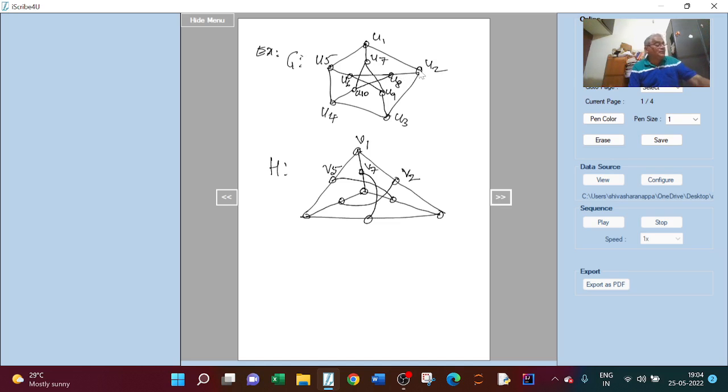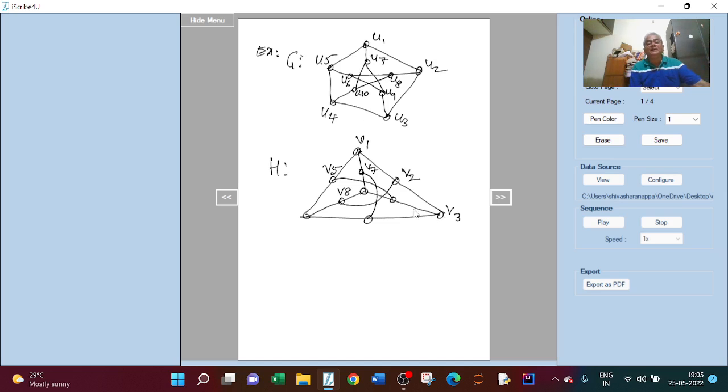Then see, U2 is adjacent with U3 and U8. So I will take this vertex as V3 and one more vertex as V8. This is our V3 and this vertex as V8. Now coming to U3. U3 is adjacent with U9, U4. So I have to label two vertices as U9 and U4, which are adjacent with V3.